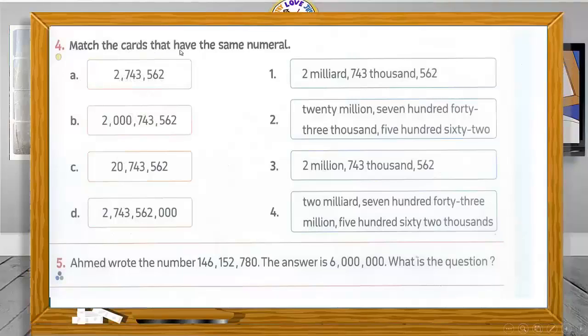Match the cards that have the same numeral. First one, 2,743,562. Search for 2 million. Here we have 2 million, not right. 20 million, not right. 2 million, yes. 2 million what? 2,743,562. This you should match A with 3.